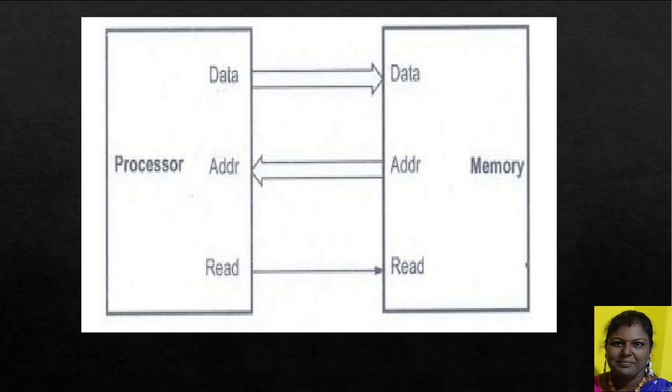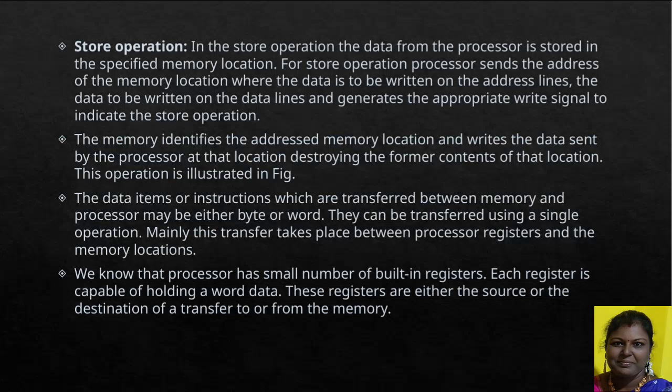Let's talk about the store operation. This is how the processor saves data into memory. The processor sends the address of the memory location where the data should go, along with the actual data itself. It also triggers a write signal to tell memory to store that data. Memory then finds the right spot and overwrites whatever was there before. This transfer usually happens between the processor's registers and memory, moving either a byte or a whole word in a single step. Registers are small but powerful. Each holds a word of data and acts as either the source or destination in these transfers.